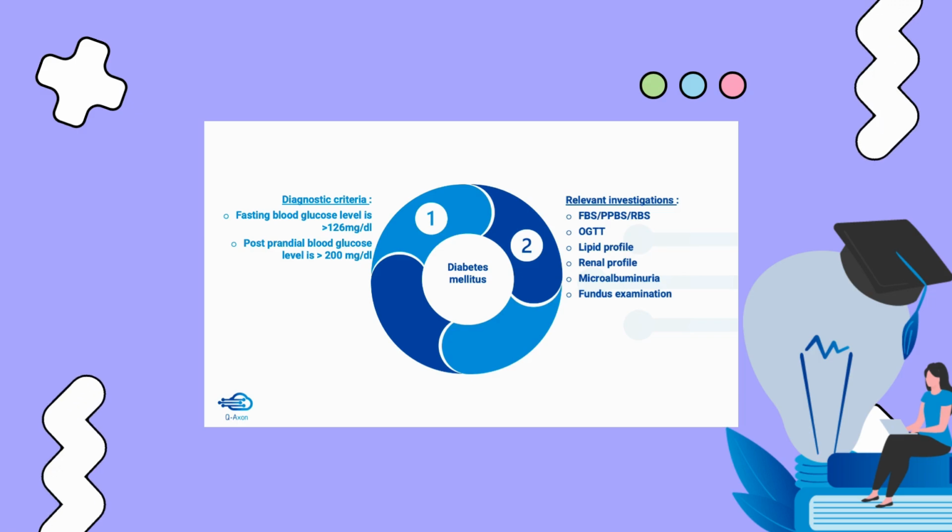Now coming to the relevant investigations. So before going into the investigations, let's see what are the metabolic changes which occur in diabetes mellitus. Being a metabolic disorder, it affects the carbohydrate, fat and protein metabolism. So hyperglycemia and ketosis are the characteristic features. Ketosis develops as an acute complication here.